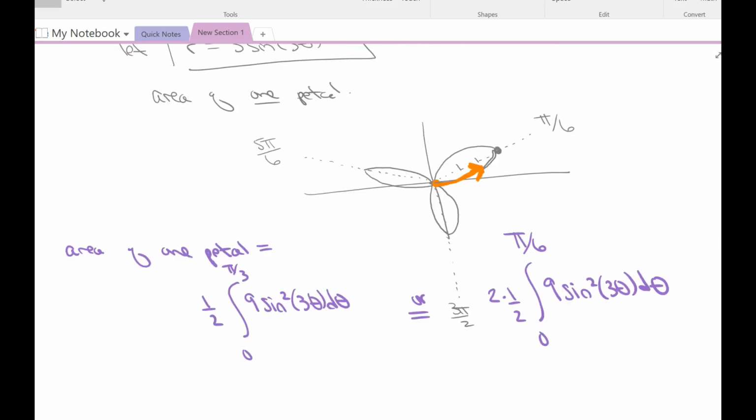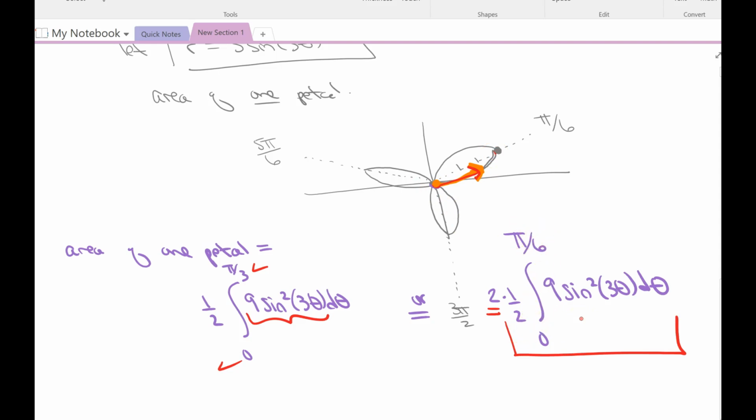Okay, what I did here was I just did a quick sketch of this rose. I made a note of the fact, if you look at the orange, that the rose starts right here, and then it heads in this direction. And at pi over 6, I'm at 1 petal length extension, which tells me then that in 30 degrees, 1 complete petal is traversed. So the area of 1 petal, here you see me going from 0 to pi over 3 of 1/2 r squared d theta. And I just chose a second expression. I just doubled the integral over 0 to pi over 6.